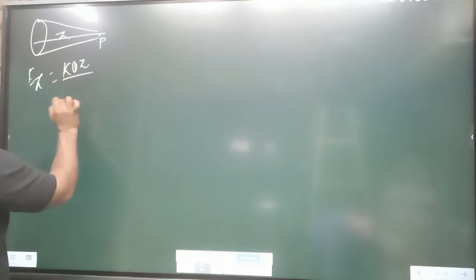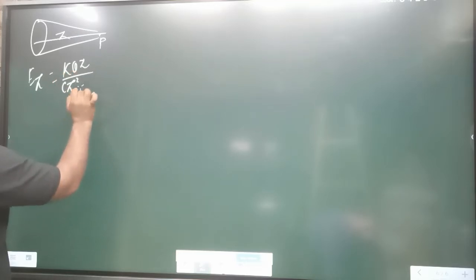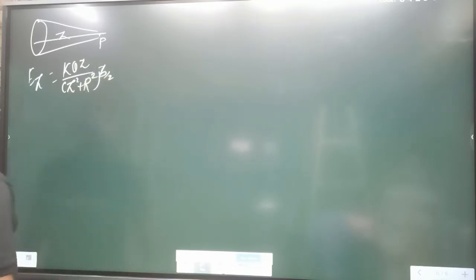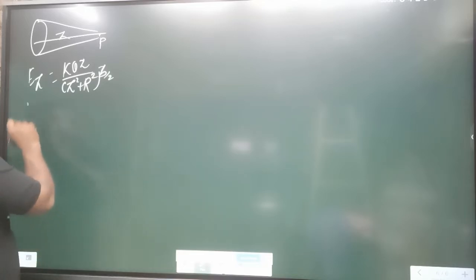At a distance z, we can find out the electric field at a point P. What is the electric field along the z direction? Hence we can take Ez = KQz upon (z square plus r square) bracket to the power 3 by 2. We can take some conditions here. What is the first condition?